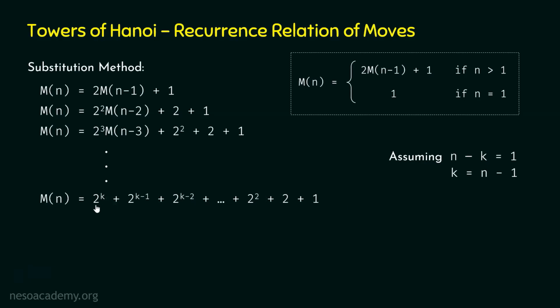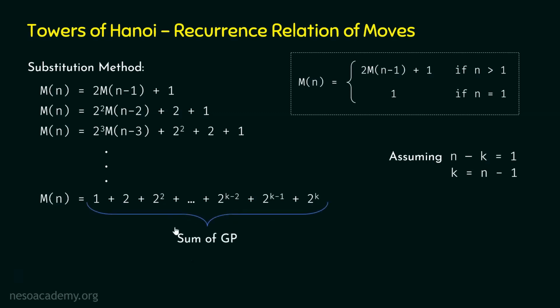Now we have this summation: 2 power k plus 2 power k minus 1 plus 2 power k minus 2 and so on up to 2 plus 1. We can say this is a sum of GP. If it is not properly visible, then we can rearrange this summation like this. I have placed 1 first, then 2 and then 2 square, and at the end I have placed 2 power k. This is the same summation but now rearranged. This is the sum of GP. We can observe that each term is obtained after multiplying the previous term by 2. This means the common ratio is 2 and the first term is 1.